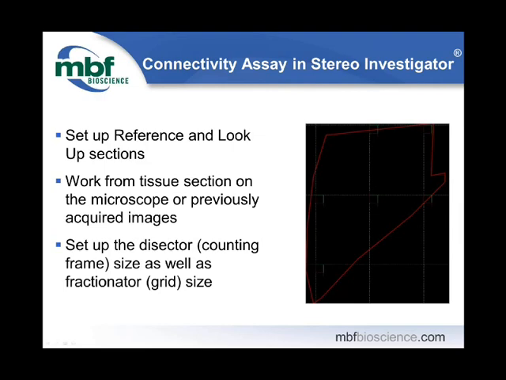And what we'll do is set up our dissector, or the counting frame, and I'll show you how to do that, as well as set up the fractionator, or the grid size, where we won't be sampling the entire section, we'll be sampling a certain subfraction of the section to make it more efficient.